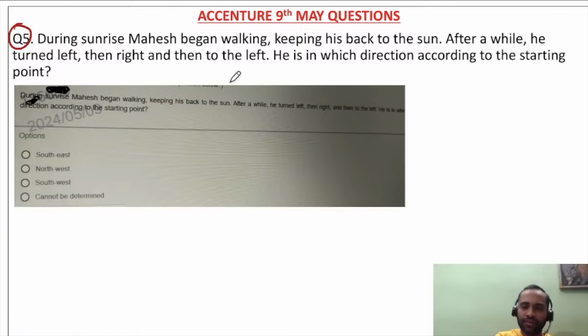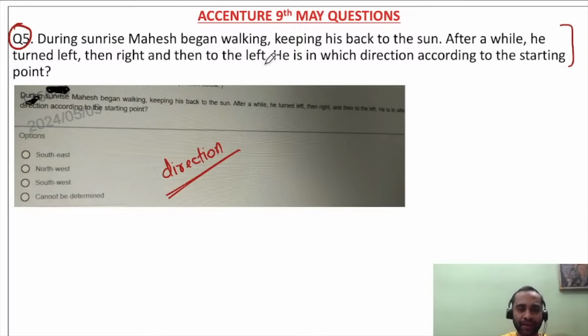Now next question, question number 5. This is a direction question. Let's see how many of you are able to solve this. During sunrise, Mahesh began walking, keeping his back to the sun. After a while, he turned left, then right, and then to the left. In which direction is he according to the starting point? Now, let me see how many of you are able to answer this particular question.